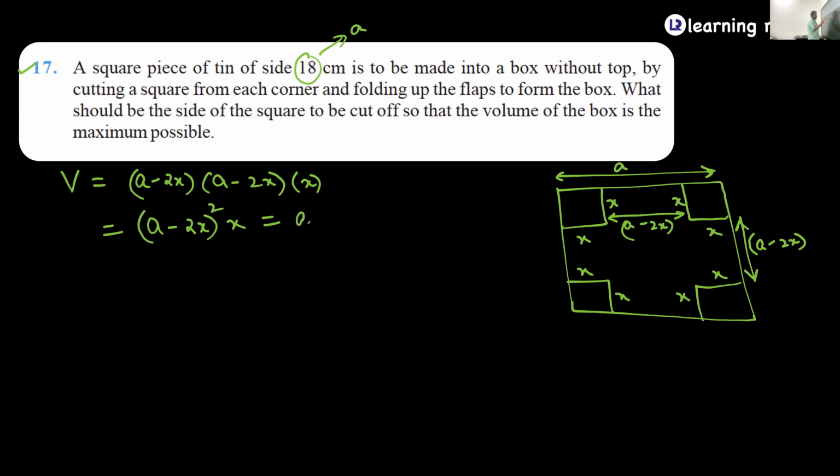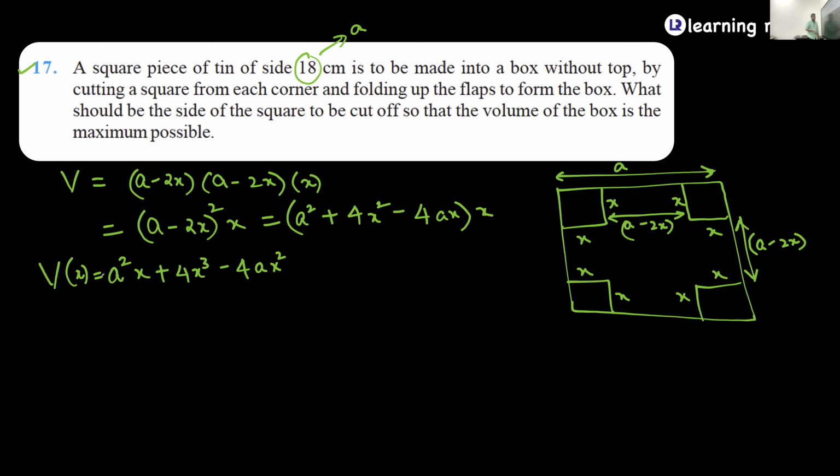So what will you get? You will get A square plus 4x square minus 4ax, the whole multiplied with x. So this will get multiplied in such a way that it will be A square x plus 4x cube minus 4a x square. So this is going to be the volume of this particular open container, whatever you call it.